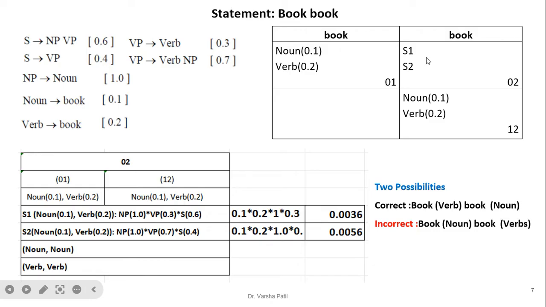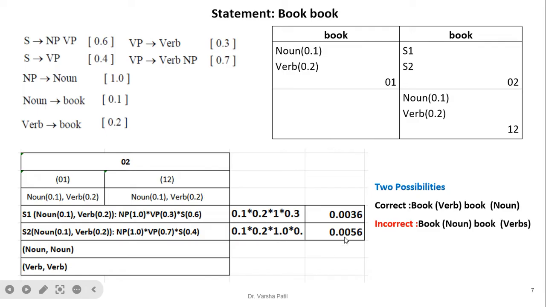Now here, similar to the CYK parser, we can write down the terminal book. Book can be noun, book can be verb, with their probabilities. So when we are finding S1 and S2, four ways are possible. Noun noun, but that cannot lead to the start symbol. Then noun verb, yes. Verb noun is possible, and verb verb cannot lead to the start symbol. That's why we are using only two combinations: noun verb and verb noun.